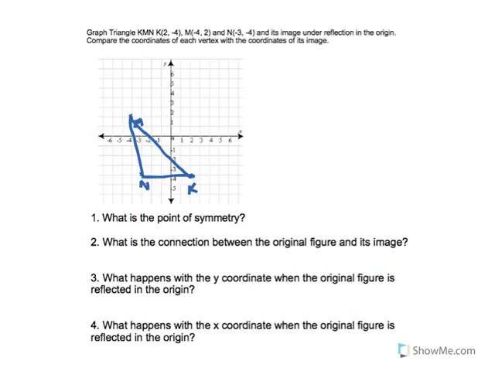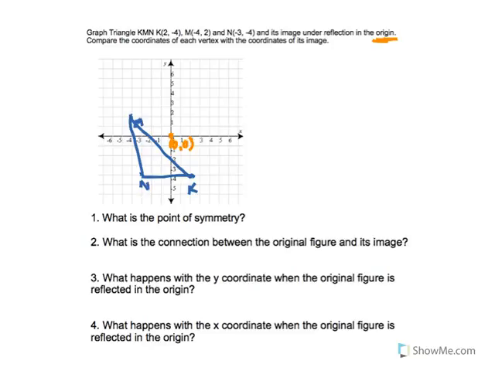Okay. Here's our figure. And its image is under a reflection in the origin. Okay, so reflection in the origin. What's the origin? The point 0, 0, right? This is our point of reflection, okay? So this is the origin. So if we're reflecting something over the origin, where do you think it's going to end up?